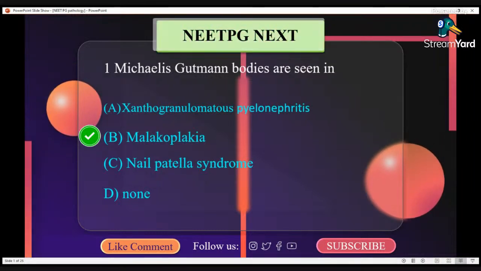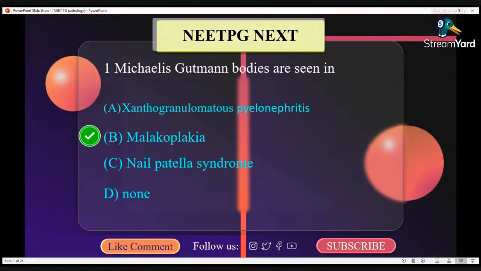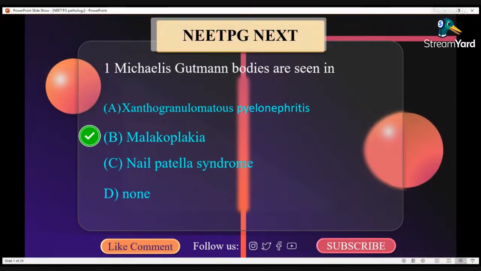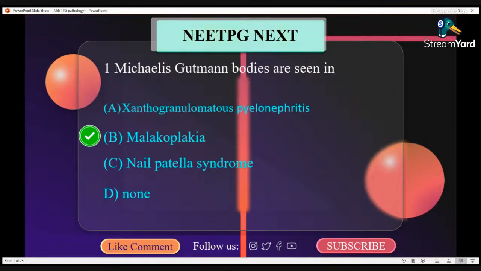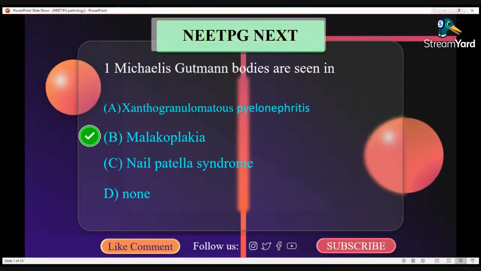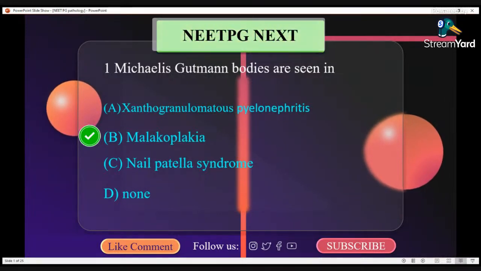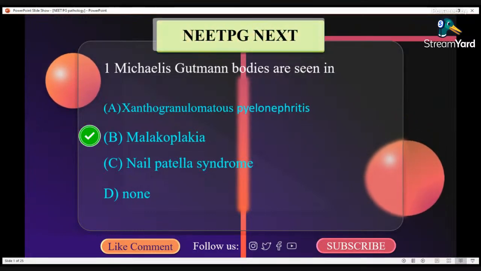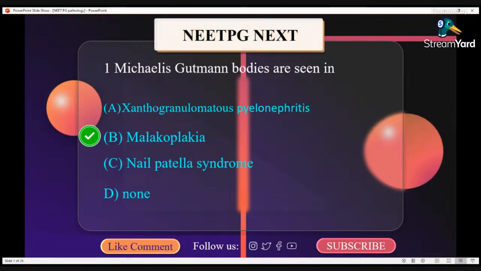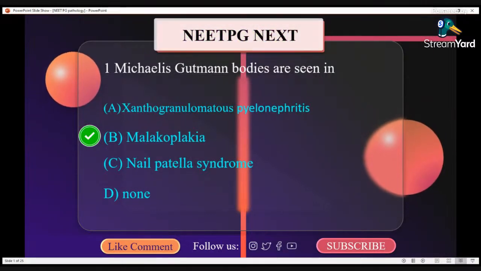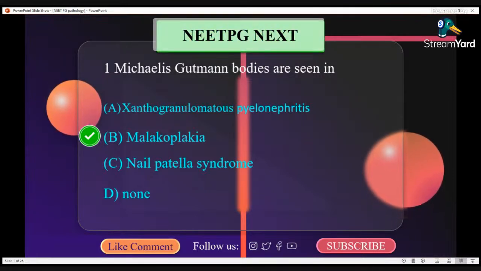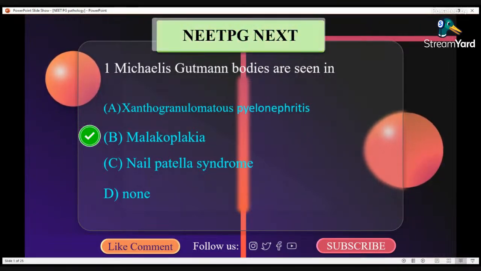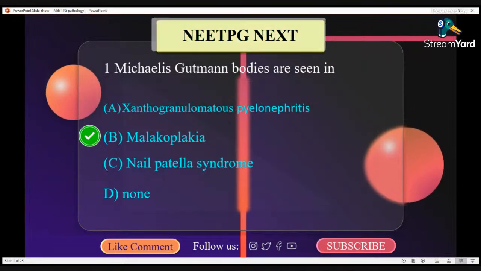Malakoplakia is a variant of cystitis. It is related to chronic bacterial infection, mostly by E. coli or occasionally by the Proteus species. It is characterized by unusual-appearing macrophages and giant phagocytes. It points to defects in phagocytic or degradative function of the macrophage. It is a peculiar pattern of vesical inflammatory reaction characterized microscopically by soft, yellow, slightly raised mucosal plaques. So Michaelis-Gutmann bodies are seen in malakoplakia.